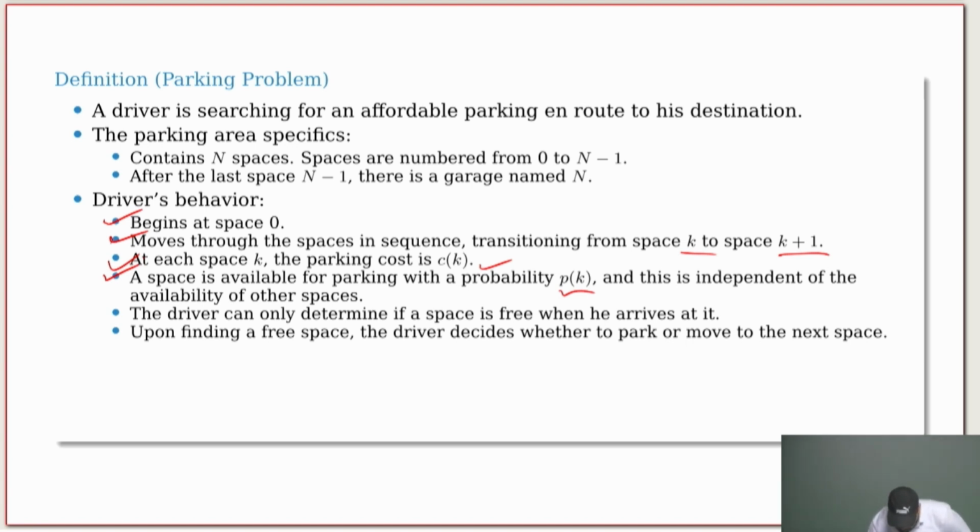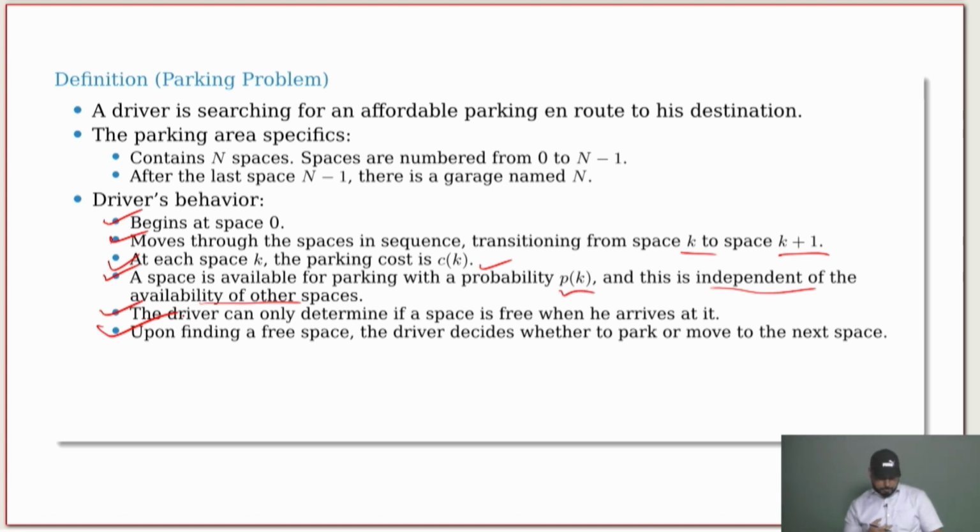So the parking space is free or not, right? And it is independent of the availability of other spaces. Okay, so this is independent of whether the other spaces are empty or not. The driver can only determine if a space is free when he arrives at it. So the driver cannot really see all the parking spaces. The driver will know only at stage k, by observing, whether it is free or not. Upon finding a free space, the driver decides whether to park or to move to the next space.